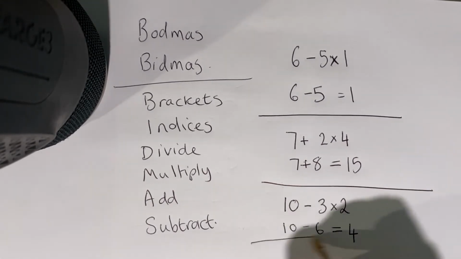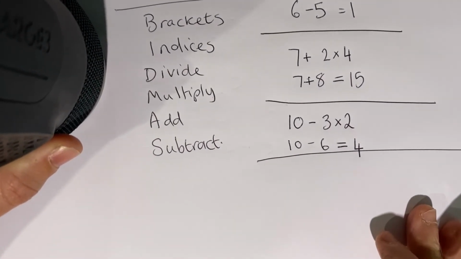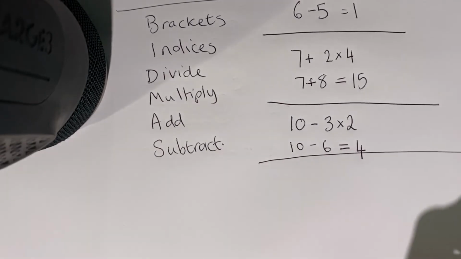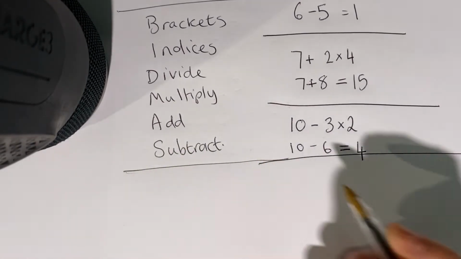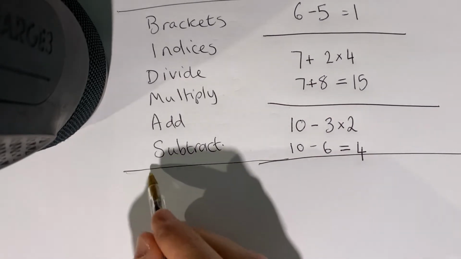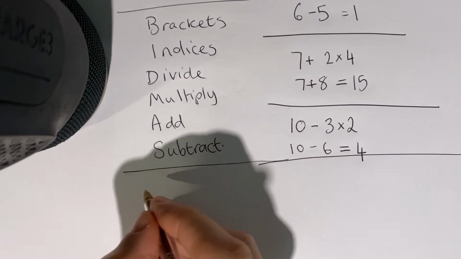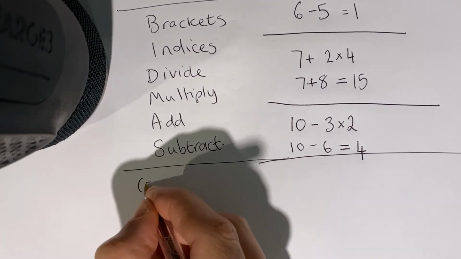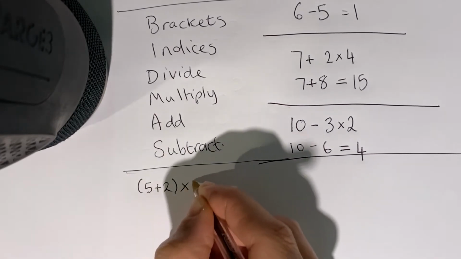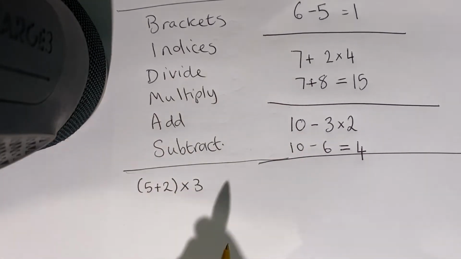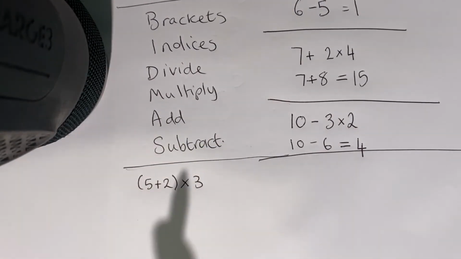Okay, right. Let's incorporate a few more things. I'm just going to move down here. I'm going to extend this line over here just to make more use of the paper. So let's have a go at incorporating brackets this time. So this time I've got 5 plus 2 bracketed, all times 3. Right, if we look down the list, brackets indicates what we do first.